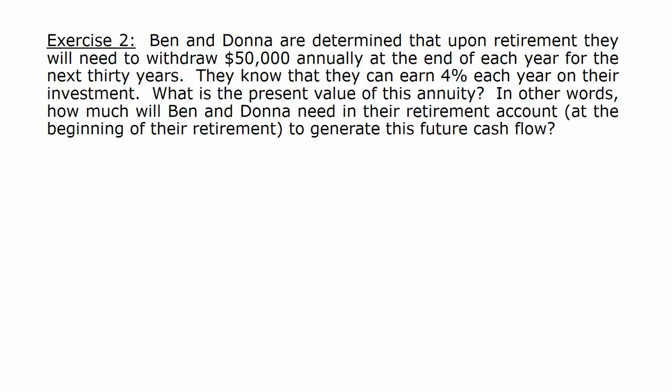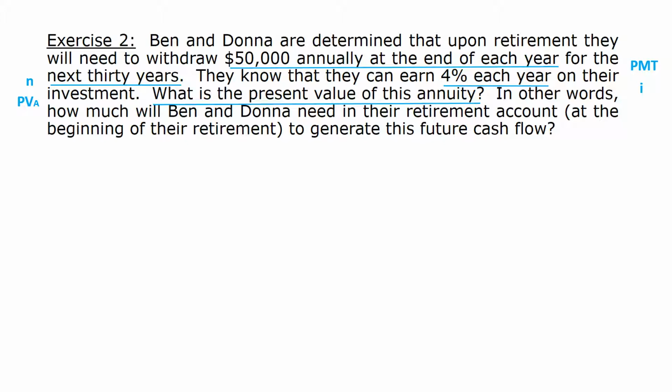So let's get started by looking again at the given values of this problem. $50,000 annually at the end of each year. So this is a payment. And then for the next 30 years, this is the number of time periods. What they will earn is 4% each year on their investment. This is obviously an interest rate. And the question clearly says, what is the present value of this annuity? So there is no doubt in what we should be doing in this activity.